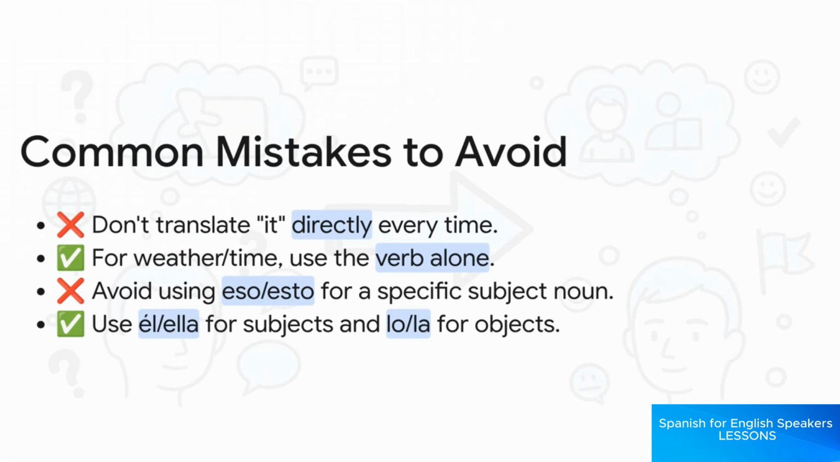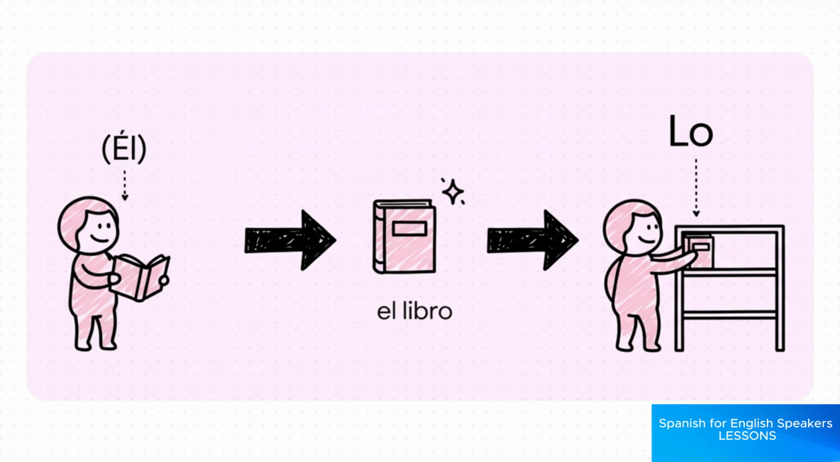And you know what? To make sure this really sticks, let's talk about the mistakes that everyone makes. The number one trap is trying to find a direct translation for "it" every single time. Don't do it. Especially with weather and time, just let the verb do its thing. Another big one is using words like eso or esto. Those mean "that thing" or "this thing." They're for abstract ideas, not when you're referring back to a specific gendered noun. Just remember, stick to él and ella for subjects and lo and la for objects. That's your safe zone.